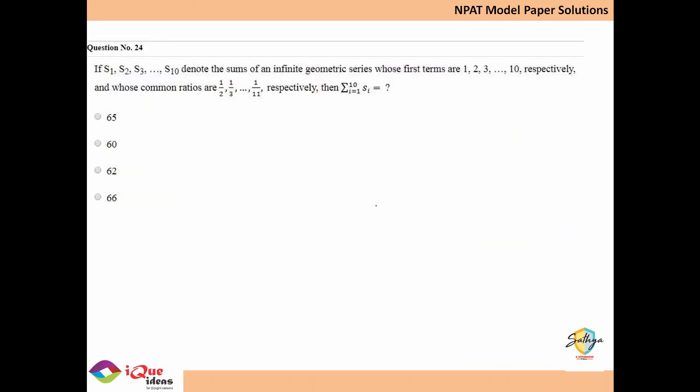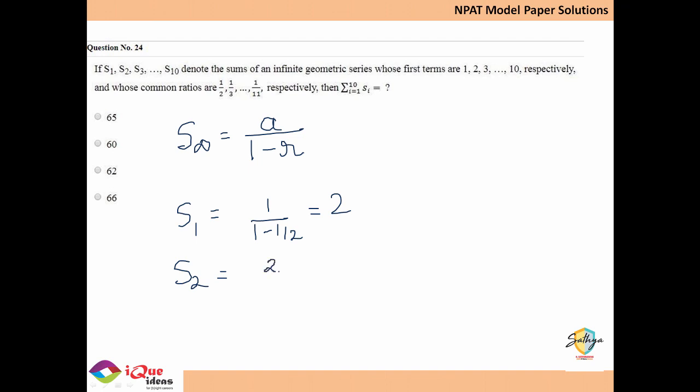Now the next example says that S1, S2, S3, they're all sums of infinite geometric series. Now for an infinite geometric series, the summation is given by the first term upon 1 minus the common ratio, right? So for the first series S1, the first term is 1 and the common ratio is given as 1 by 2. So this value becomes 2.